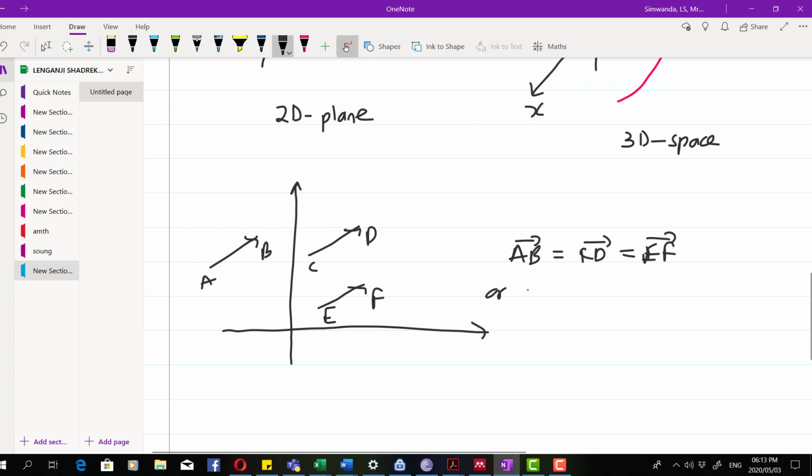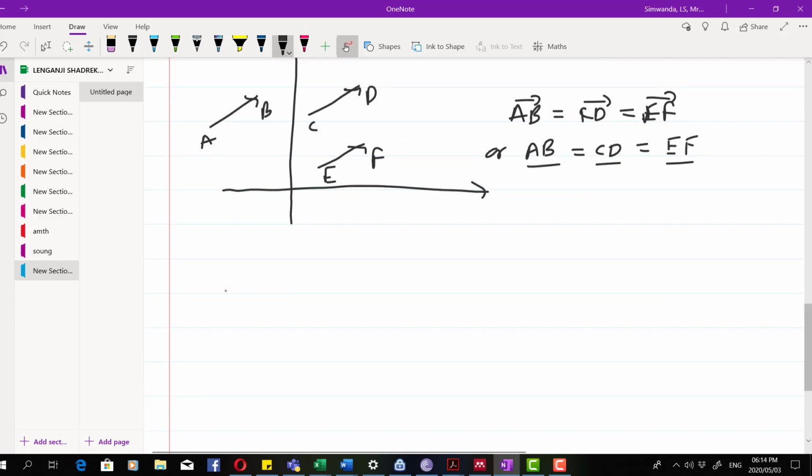We can either use the arrow or the underlining notation to show that we're talking about vectors. Okay, so that's what we have. We can continue now. Let's look at 5.3.1. So we now look at 5.3.